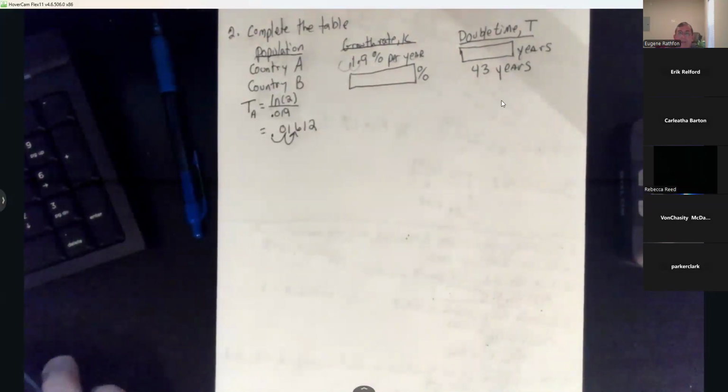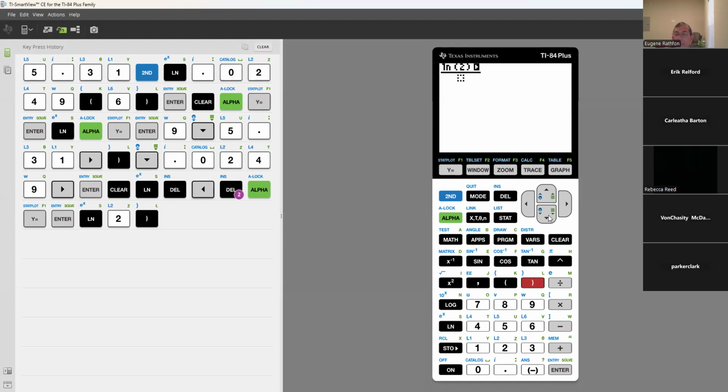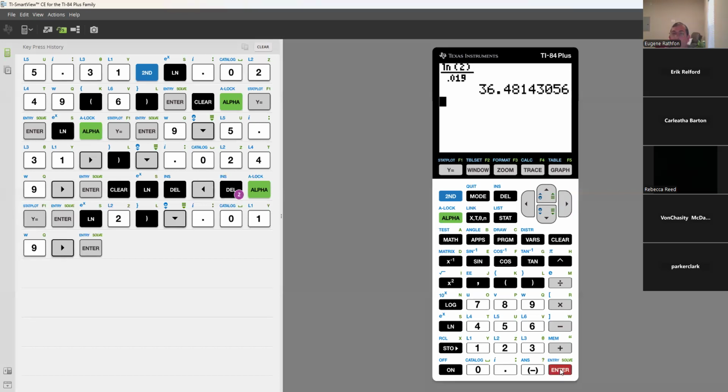Oh, did you not? Okay, so let me go to my calculator. All right, so I'm going to do the ln of, now if you want it, let me start over. I'll make it look like a fraction on that. So I'm going to go to alpha y equals and hit enter. So on top I had an ln of 2. So ln, put in your 2, close your parentheses. And then on the bottom we had 0.019. All right, so let me hit enter and see what I get.